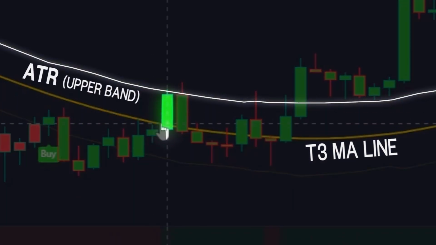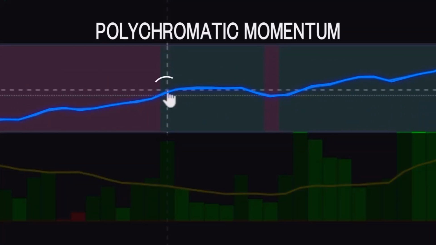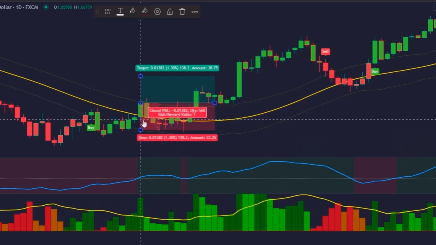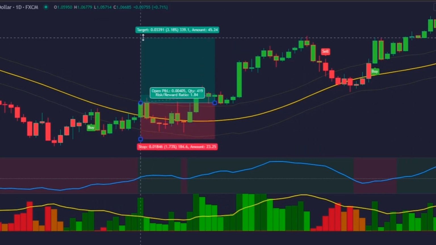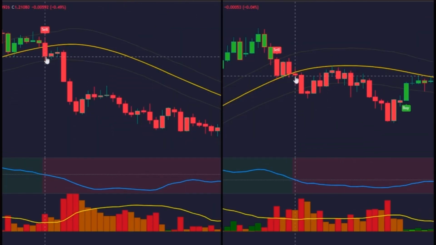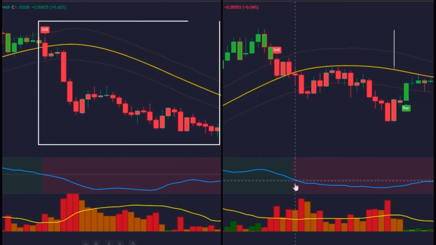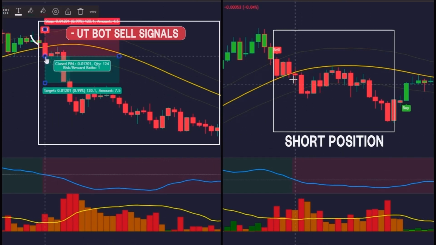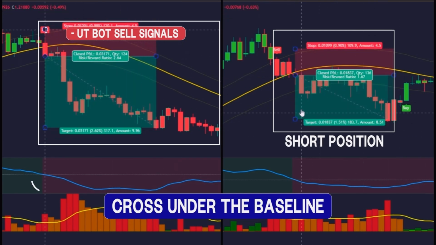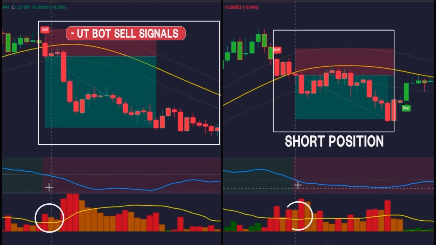In this case, instead of relying on a UT-bot signal, we look for green candles from the UT-bot to confirm bullish momentum. Then we check that the polychromatic momentum and the Water explosion volume confirm bullish bias, just like before. When all conditions match, we enter the trade. And of course, the exact opposite rules apply for valid short positions. That includes the UT-bot sell signals or the cross-under of the baseline, with all the other indicators and conditions aligned.